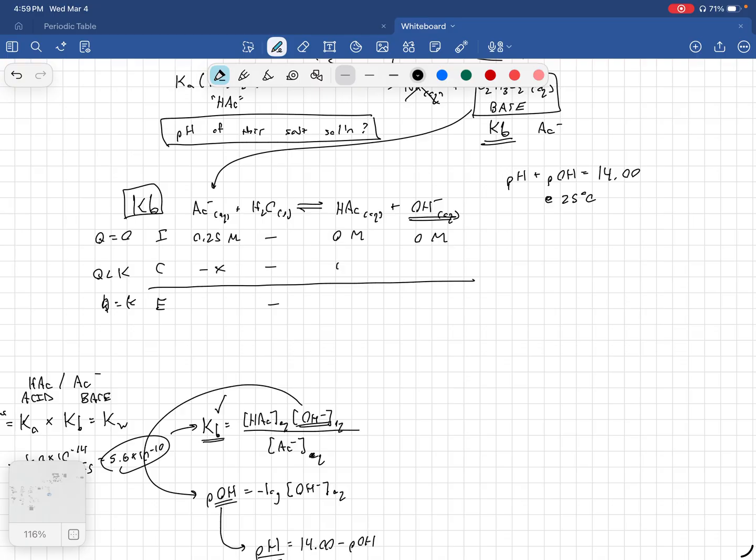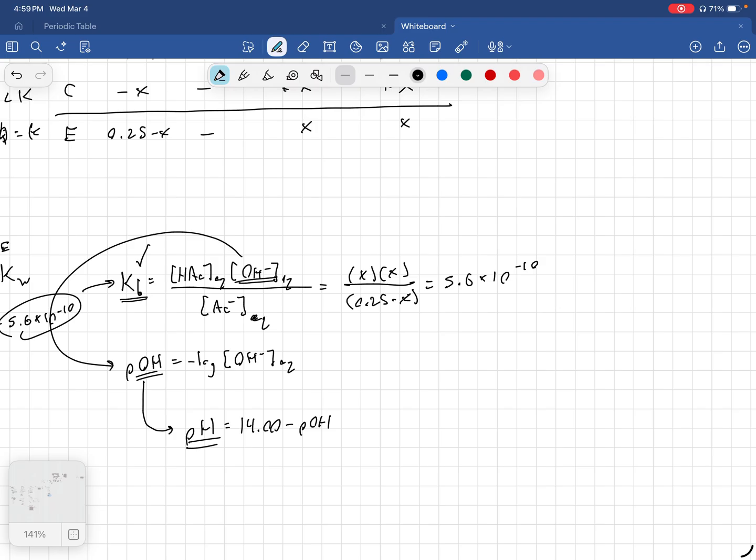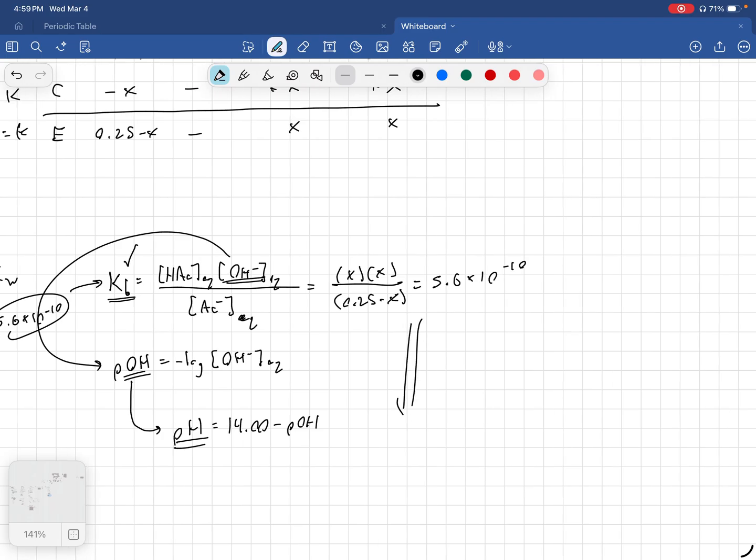So minus X, plus X, plus X. So at equilibrium, we get 0.25 minus X, and then X and X. Setting this up, we would end up with X times X over 0.25 minus X, which is equal to our Kb, which we calculated to be 5.6 times 10 to the negative 10th. Again, we could do our test.